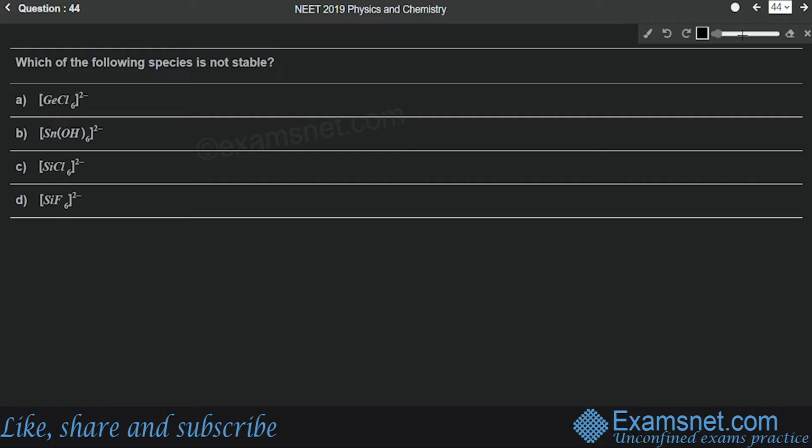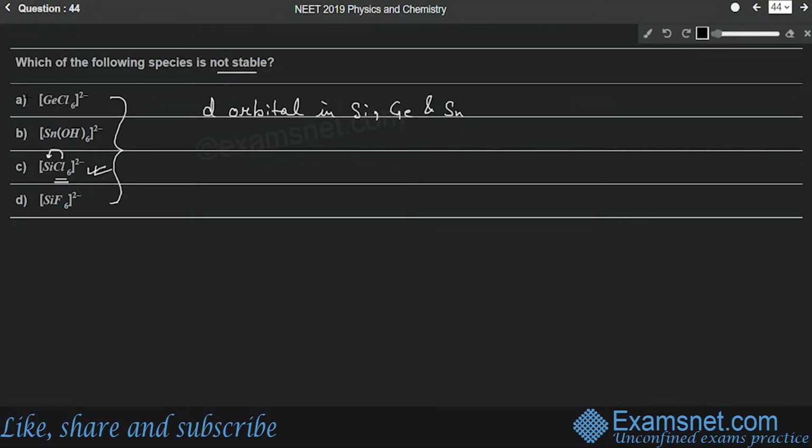Question number 44 is from the P block elements, and the question is, which of the following species is not stable? So these are the species, and what is the reason for the formation of such species? The reason is the presence of d orbital in these elements. Okay, so the presence of d orbital in silicon, germanium and tin. Now out of the given four options, one is not stable. That means one is not known or not formed. So what is that? This is the third one, silicon hexachloride, and the reason is the large size of chloride ions which cannot be accommodated around the silicon ion.